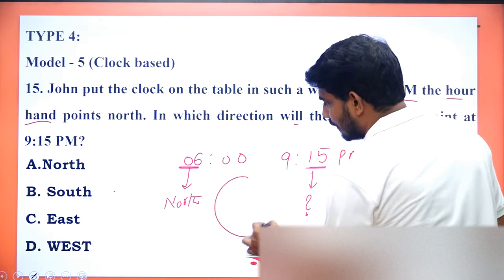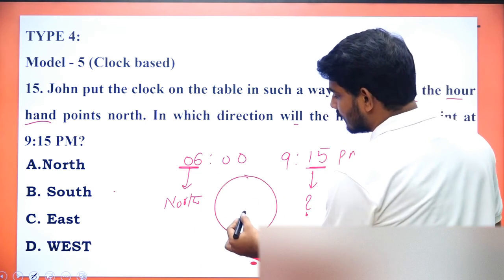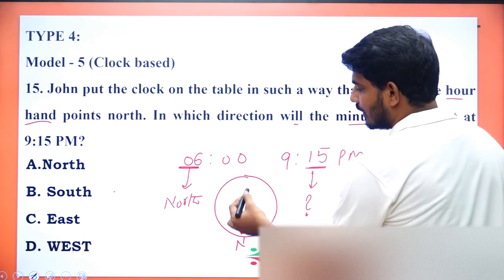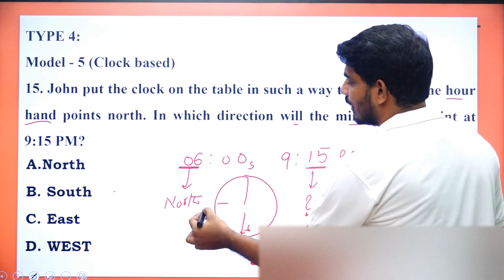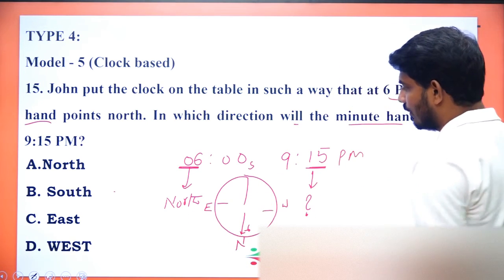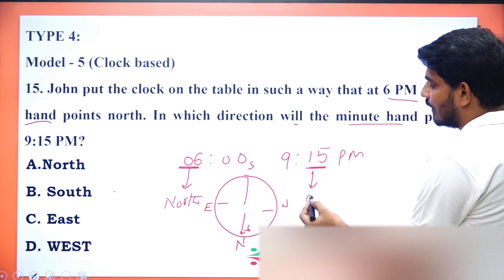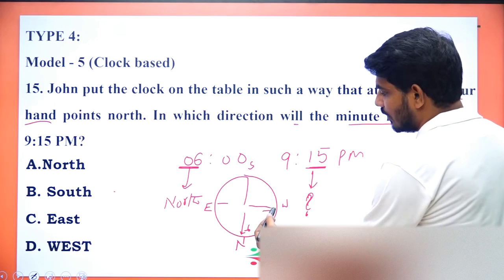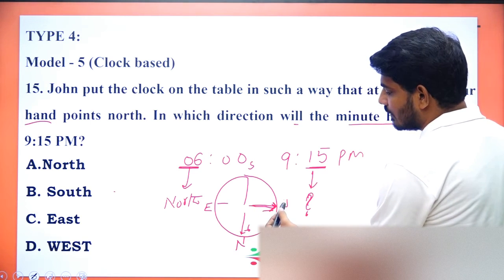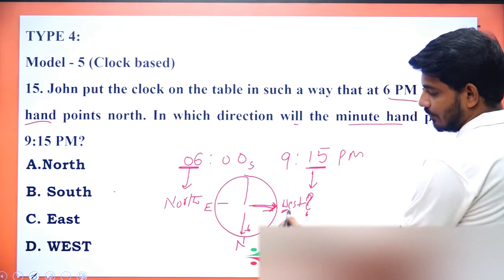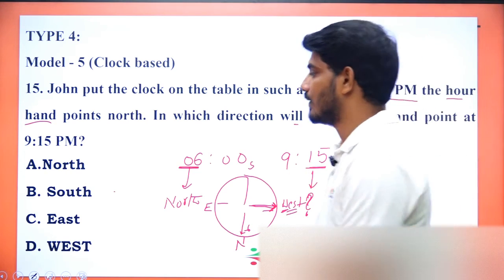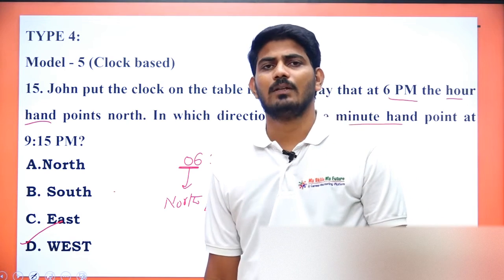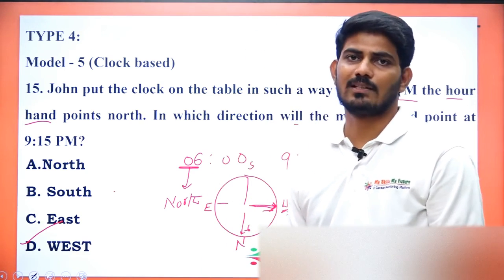Let's take a clock here. At 6 o'clock, the 6 will be usually here, and this will be facing north. This is north, so this will become south, this will become east, and this will be the west. What he is asking is, at 9:15 p.m., in what direction will the minutes hand be? The 15 will be usually here. So 15 minutes will be facing in west direction. So the answer for this problem is west. These are very simple problems. We just need to remember some basics, then we can easily solve the problems.